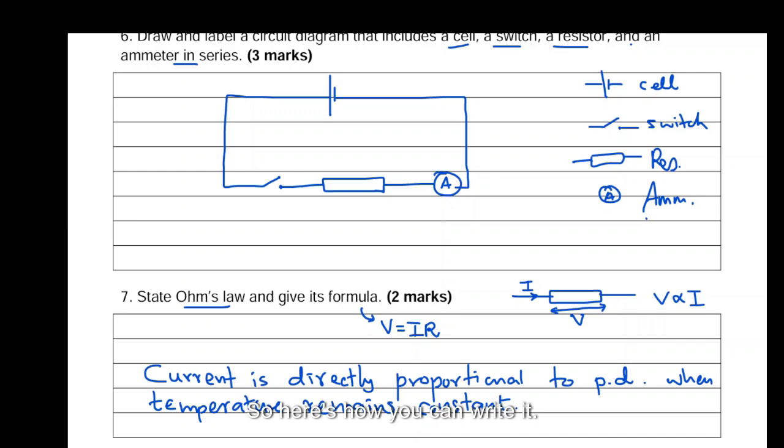So here's how you can write it. Current is directly proportional to PD across the ends of a component when temperature remains constant, or temperature and other physical quantities remain constant.